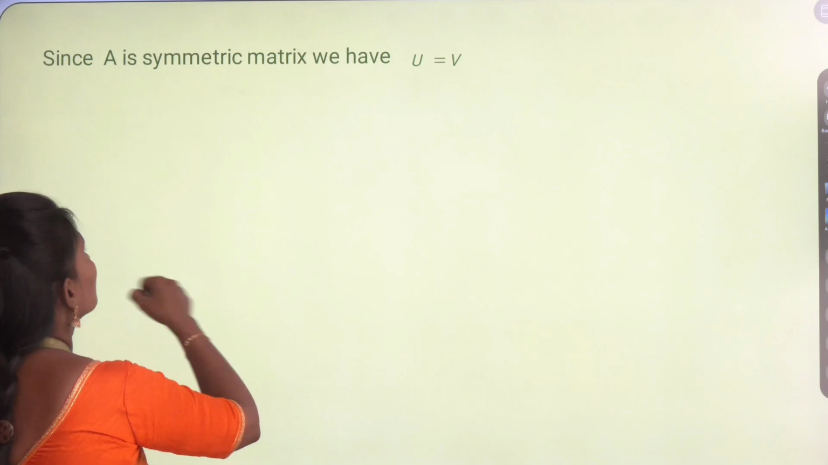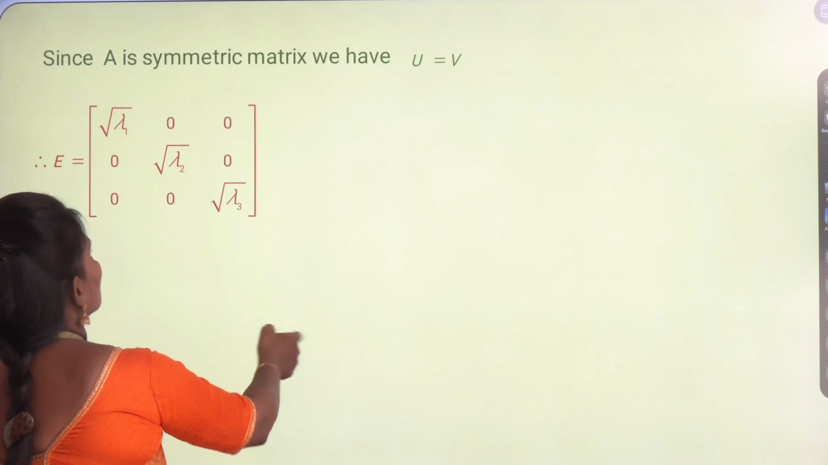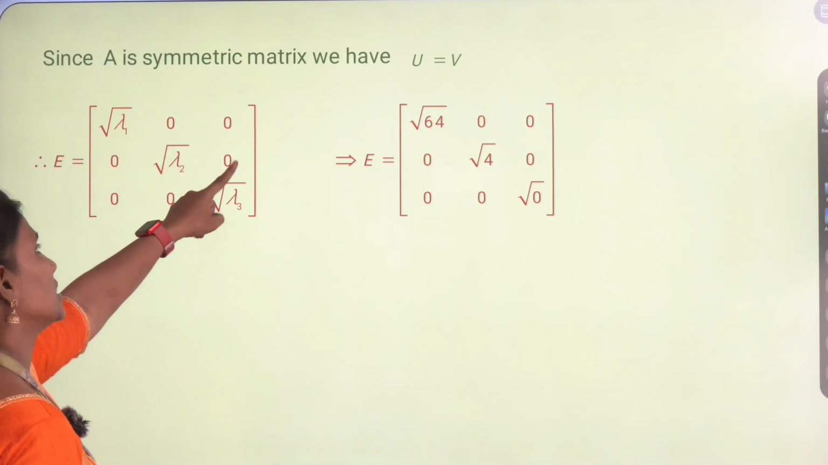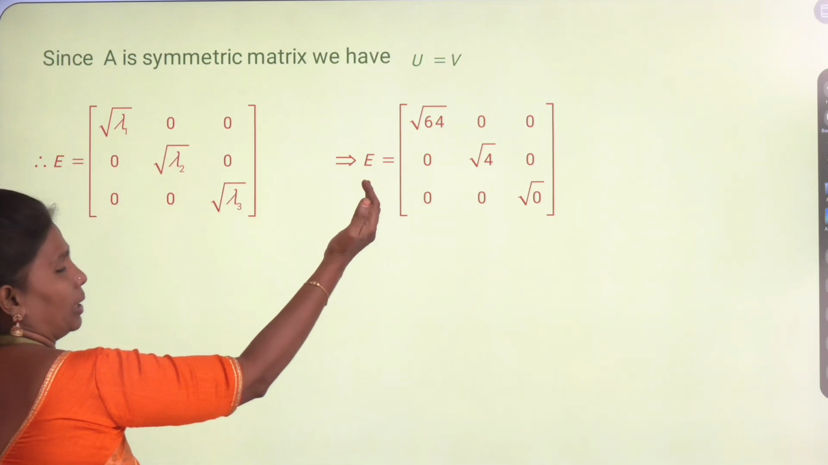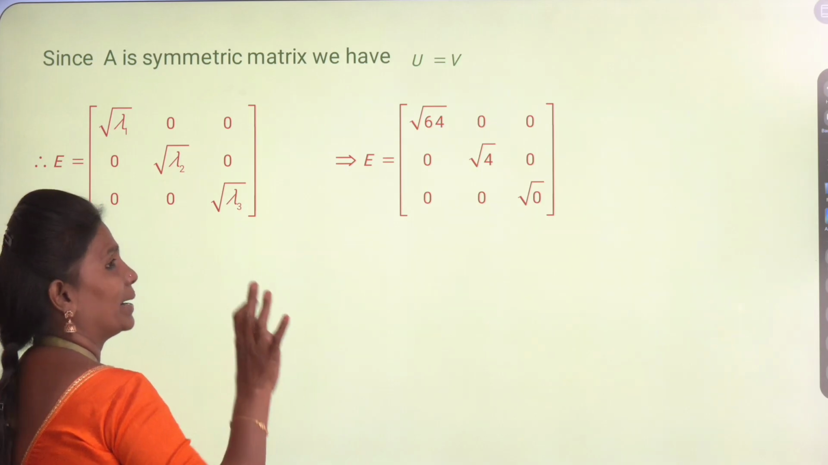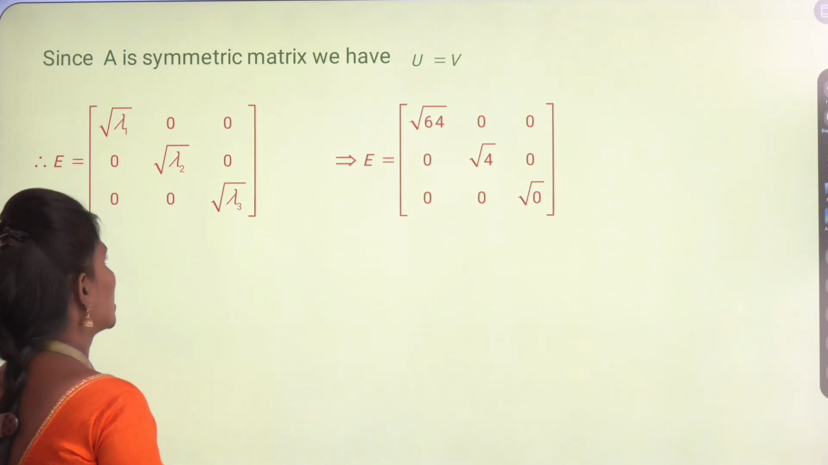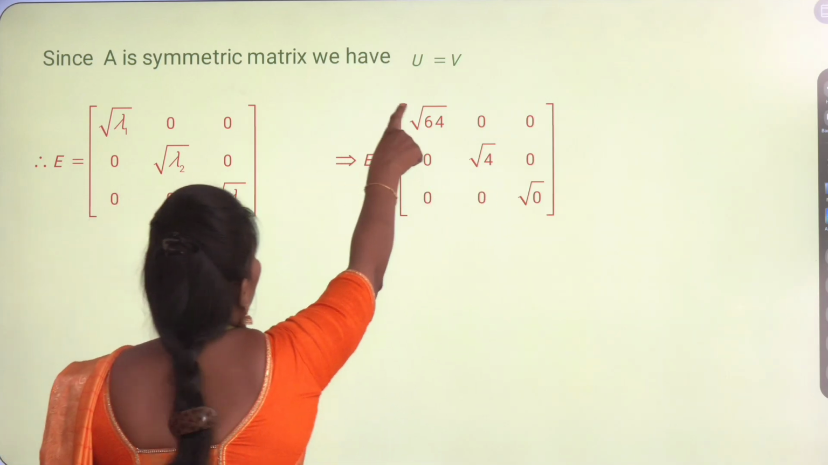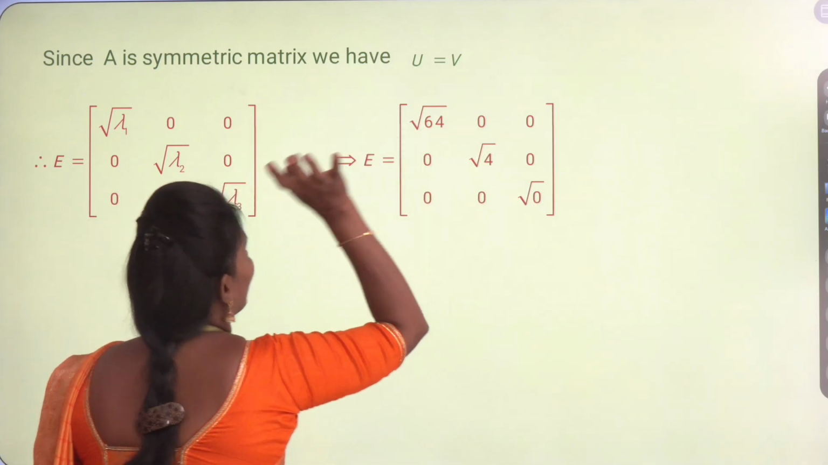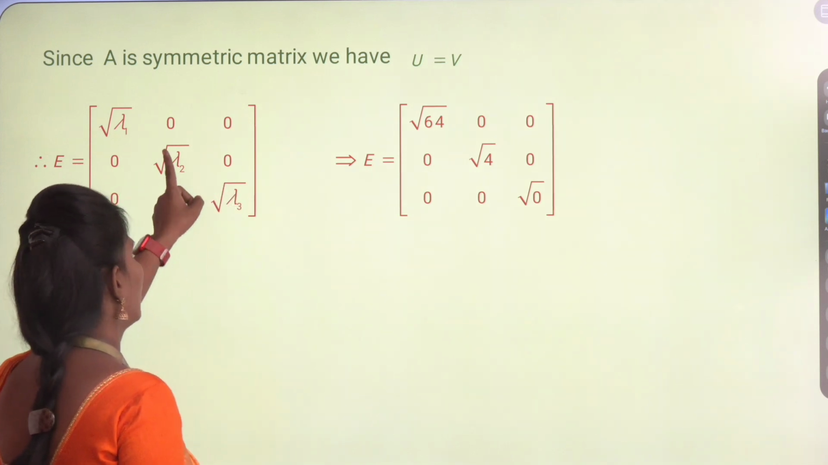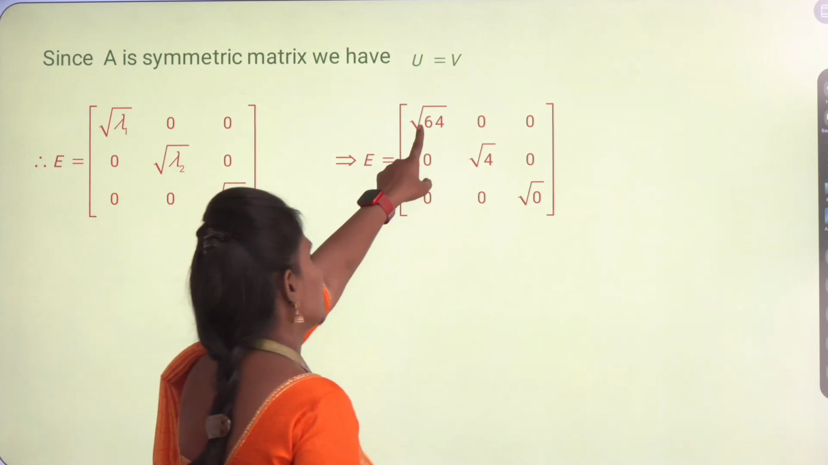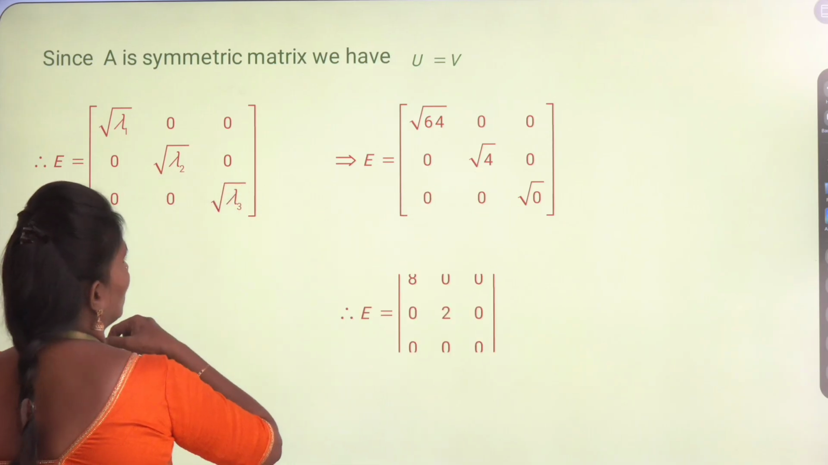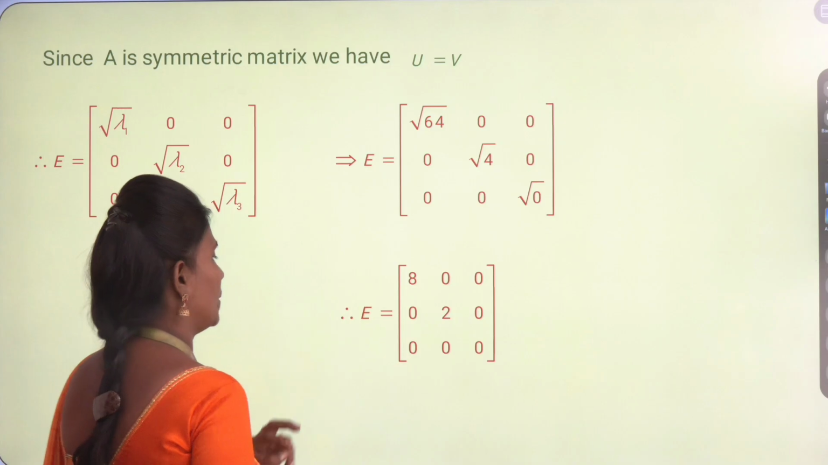So here, that E is nothing but, since A is a symmetric matrix, we have, symmetric means the upper triangular elements and lower triangular elements are both the same, so that matrix is a symmetric matrix. For a symmetric matrix, U and V are the same here. So you can write directly our singular values as the root of the diagonal elements. So E is equal to root of lambda 1, root of lambda 2, root of lambda 3. Our first eigenvalue is 64, second eigenvalue is 4, third eigenvalue is 0. So what you get? 8, 2, 0. This is E. Already you know V.